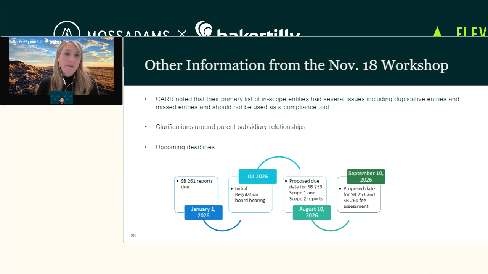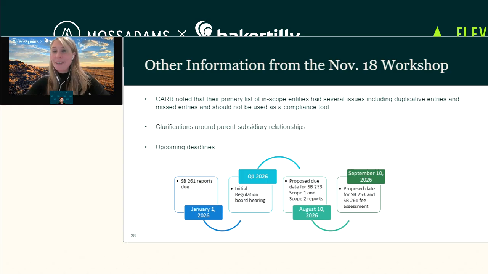So we've got our January 1st reporting deadline for 261. In Q1, we're expecting CARB to present their proposed final ruling to the board and then receive board approval. We generally are not expecting significant changes from what was communicated at the November workshop. And so that's generally our recommendation, in the face of having to submit these reports before the final rule, is to follow the guidance from the most recent workshop.